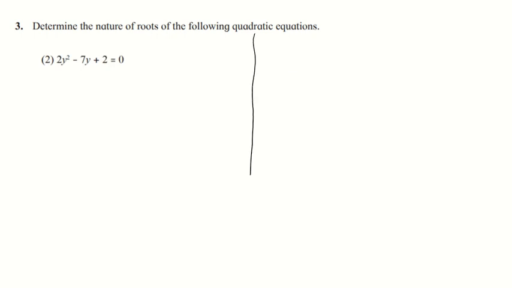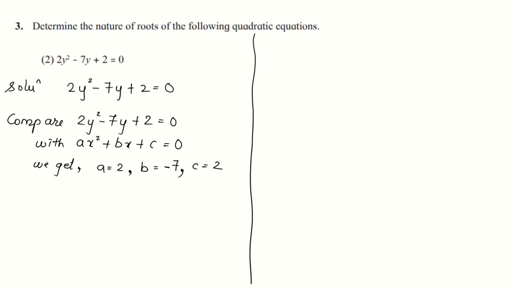Even here we need to find the nature of roots of the given quadratic equation. So the question that is already given is 2y square minus 7y plus 2 is equal to 0. Even here, the first thing that we will do is compare the given equation with ax square plus bx plus c is equal to 0. We get a is equal to 2, b is equal to minus 7 as it is minus in the equation, and c is equal to 2.